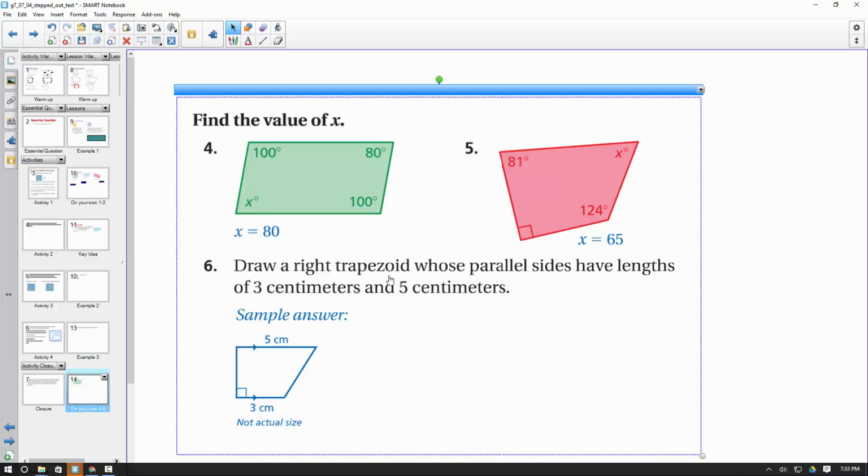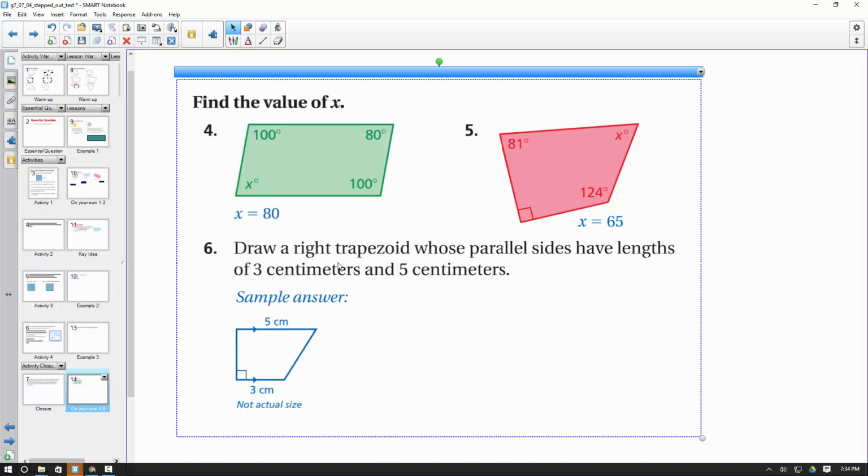And this one here says draw a trapezoid. So again, they have two parallel lines, and 3 centimeters for one and 5 for another. And then I connect it, and this is considered a trapezoid. It's a right trapezoid because it has a right angle on it.